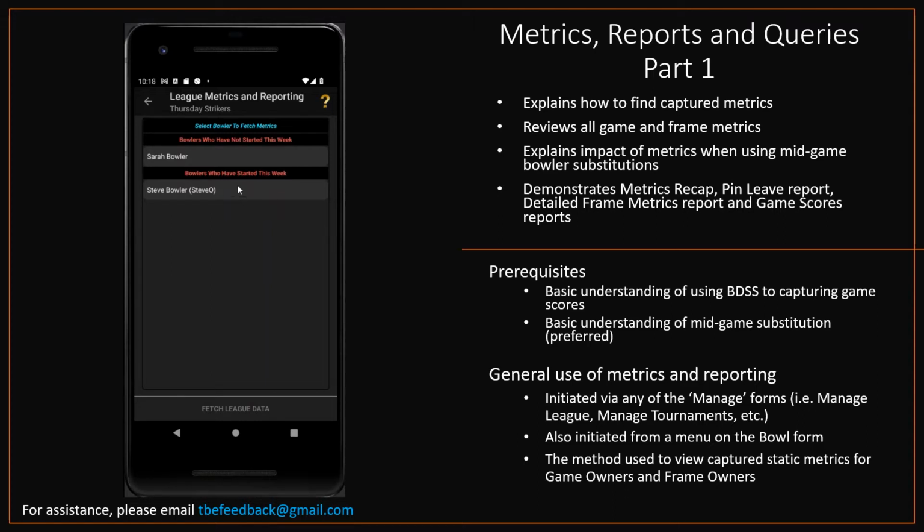If I select Steve, metrics for the league week as well as the total league and all bowling metrics will be available. If I select Sarah, only total league and all bowling metrics will be available since Sarah did not bowl this league week. So I'm going to select Steve and click Fetch League Data to open the Metrics and Reporting form.